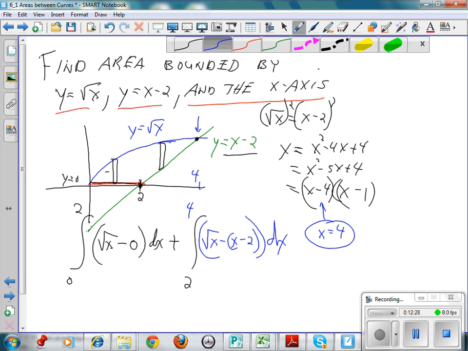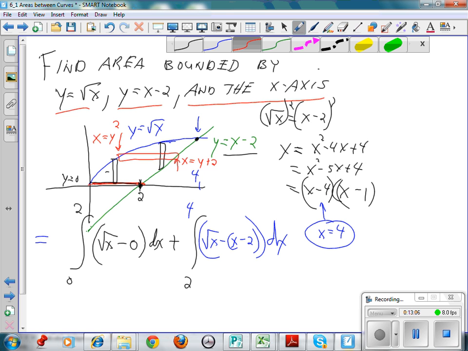Let me see if I can, since I'm almost out of time, integrate with respect to y. Now I'm just going to draw my rectangle this way. And now I've got to change my functions. Well, that is not y equal x minus 2. That's x is equal to y plus 2. So now I've got x as a function of y. Now what about this curve? It's not y equal to the square root of x. It's x is equal to y squared.